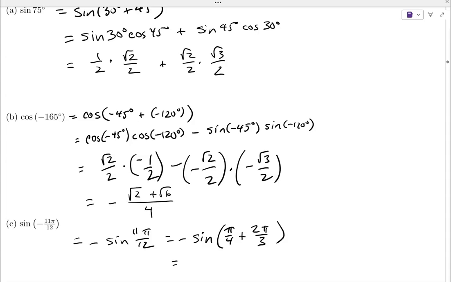And now we can use our sum formula again. It'll be sine of pi over 4 cosine of 2 pi over 3 plus sine of 2 pi over 3 cosine of pi over 4. And then you know the exact values for those angles, so you would be able to simplify that. Notice I kept the minus sign all the way out in front since we took the negative out for the even-odd identity. I'll let you finish that up since we are officially out of time.